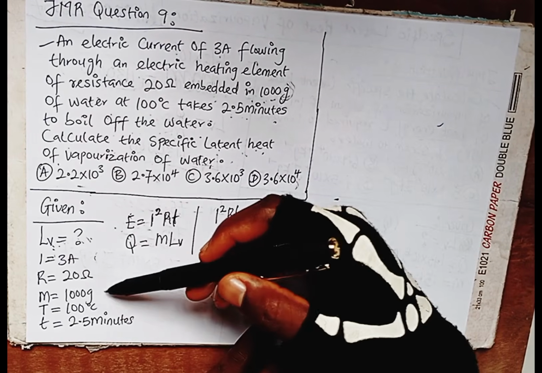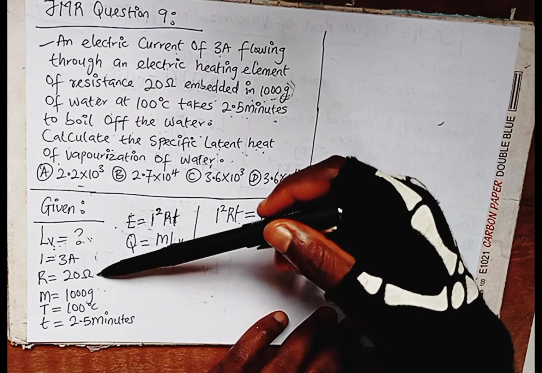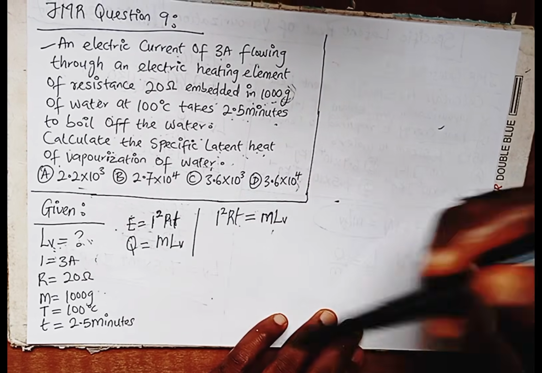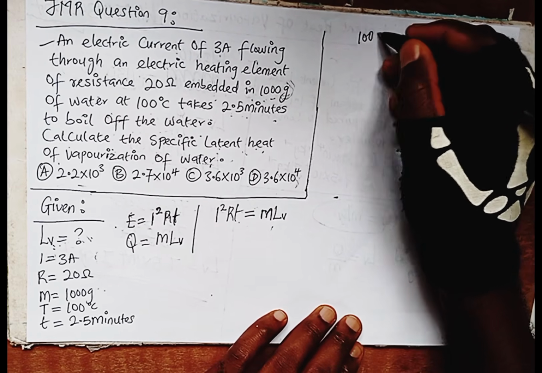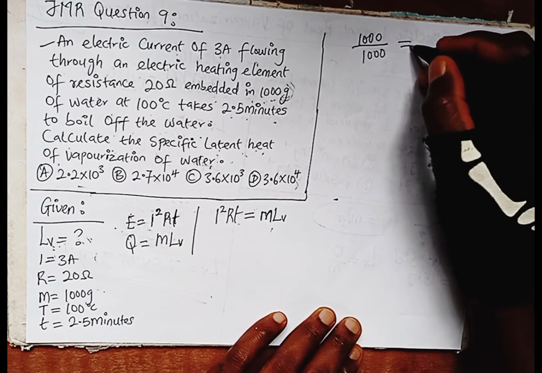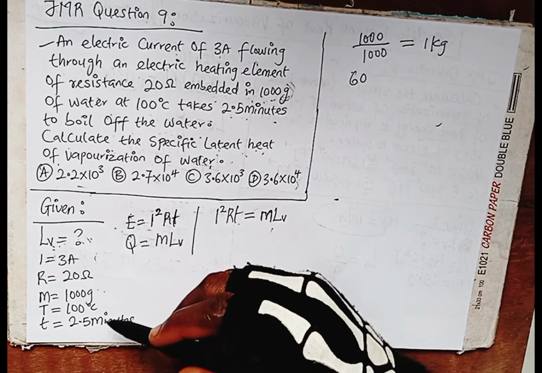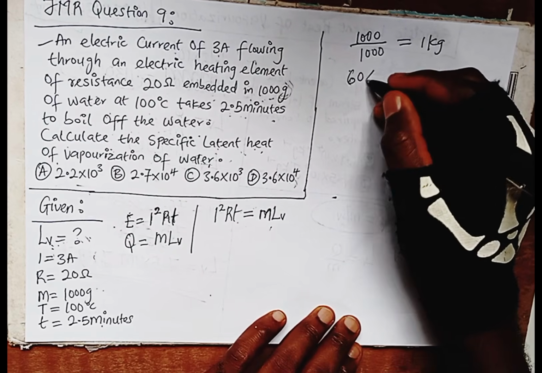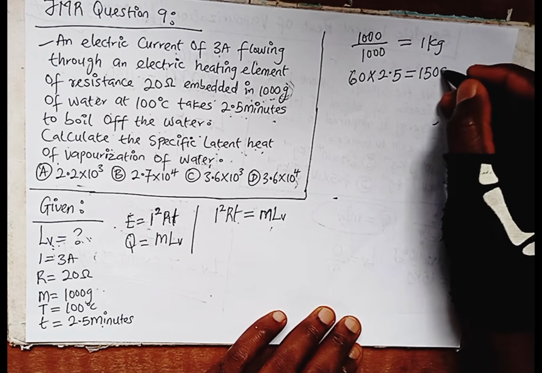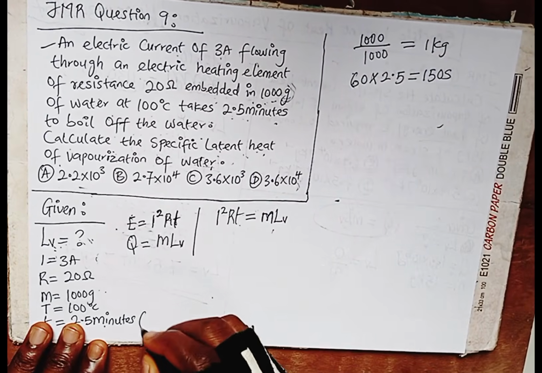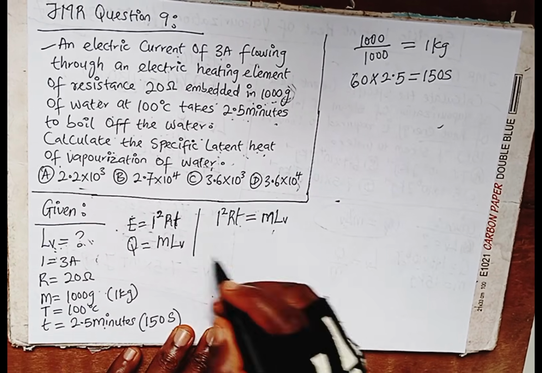So let us convert all the ones that need conversion, like mass and time. The standard unit for time is seconds, not minutes. So we are going to do this conversion for mass and time. To convert mass, 1000 gram to kilogram, we do 1000 divided by 1000, equal to 1 kilogram. Then for time, since we are converting from minutes to seconds, we multiply 60 times 2.5, which gives 150 seconds. So the new time is 150 seconds and the new mass is 1 kilogram. So we can use this formula and solve.